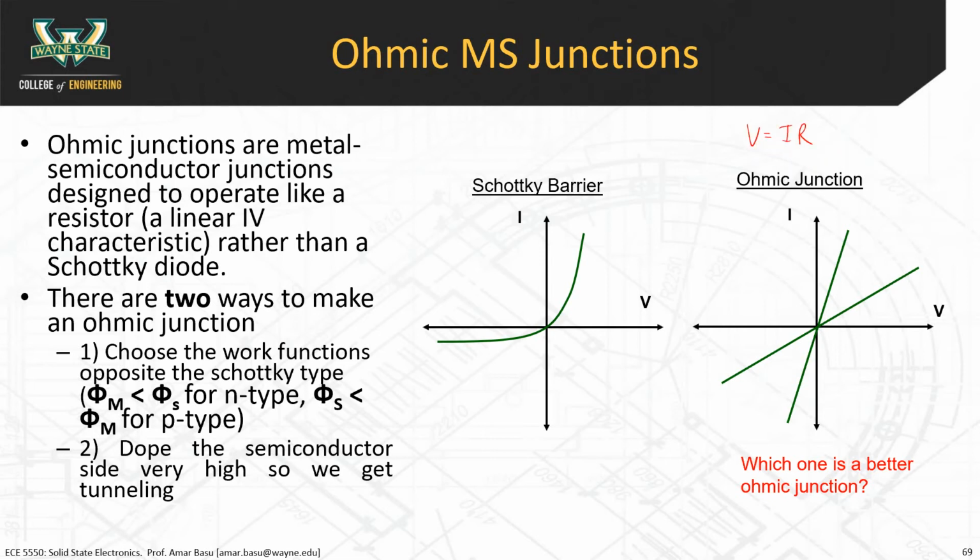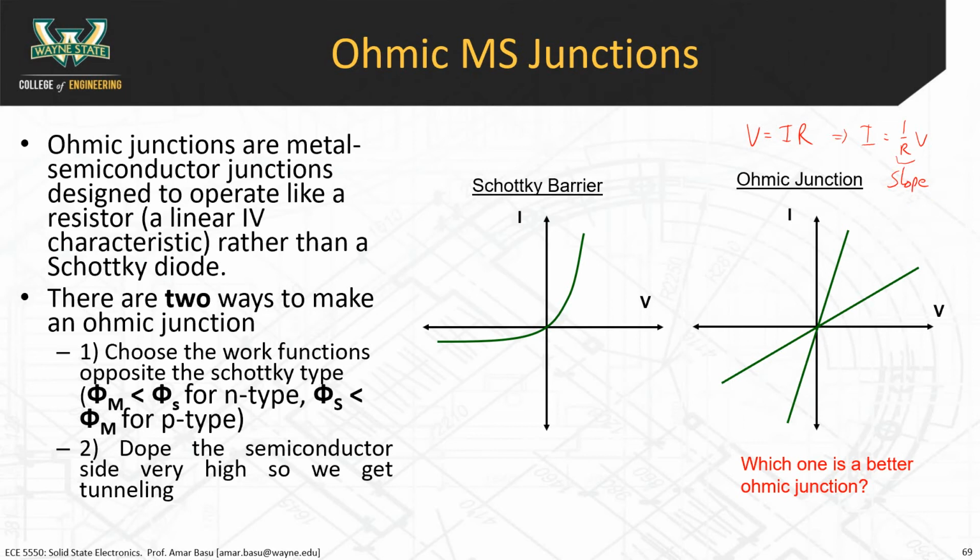So if we put this in y = mx + b form, this is I. I is on the y-axis. So let's put it this way: I = (1/R) × V. So this is the slope. 1/R is the slope.